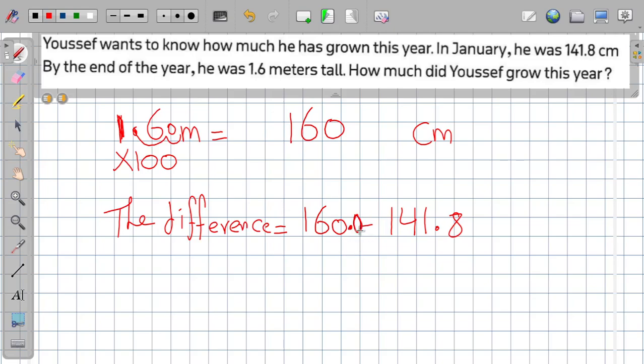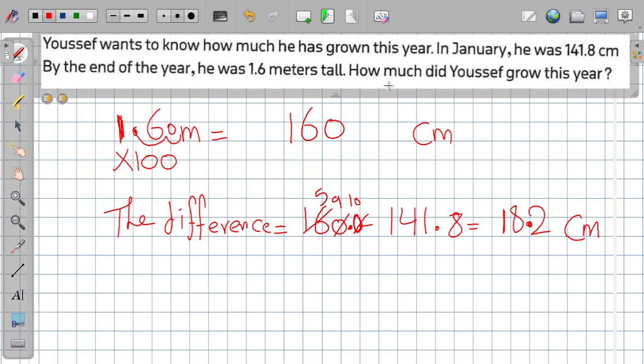So 0 minus 8 equals what? I don't know because 0 is less than 8. So I will borrow from 6, it becomes 5, and 0 becomes 9, and 0 becomes 10. So 10 minus 8 equals 2. 9 minus 1 equals 8. And don't forget the decimal point. 5 minus 4 equals 1. And 1 minus 1 equals 0. So the difference between the two lengths will be 18.2 centimeters.